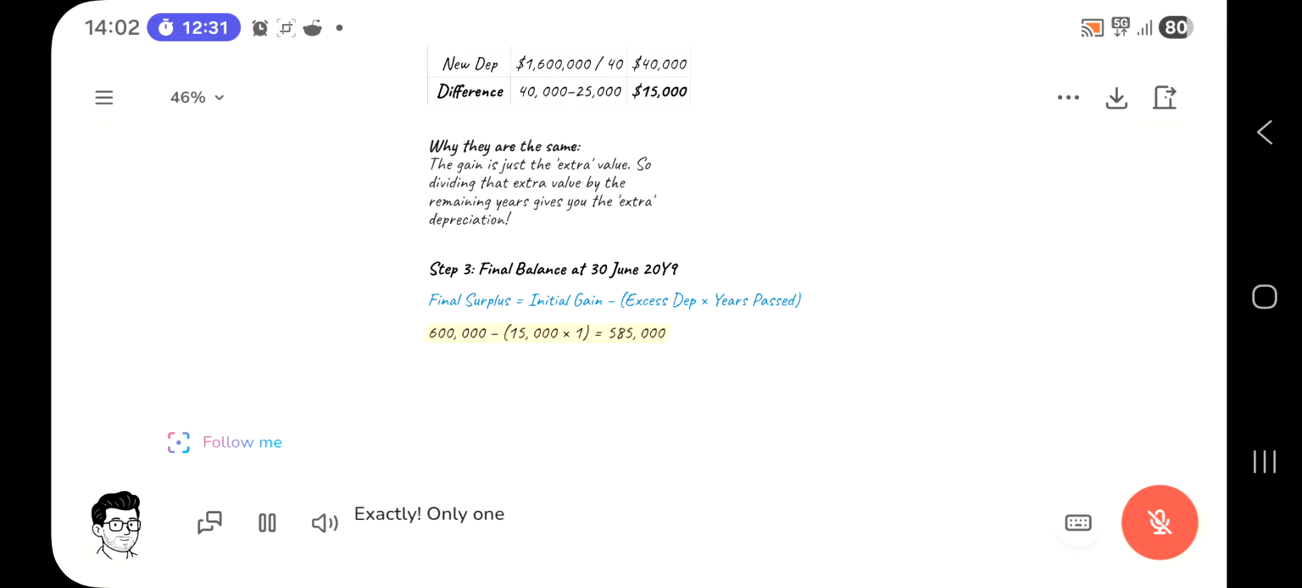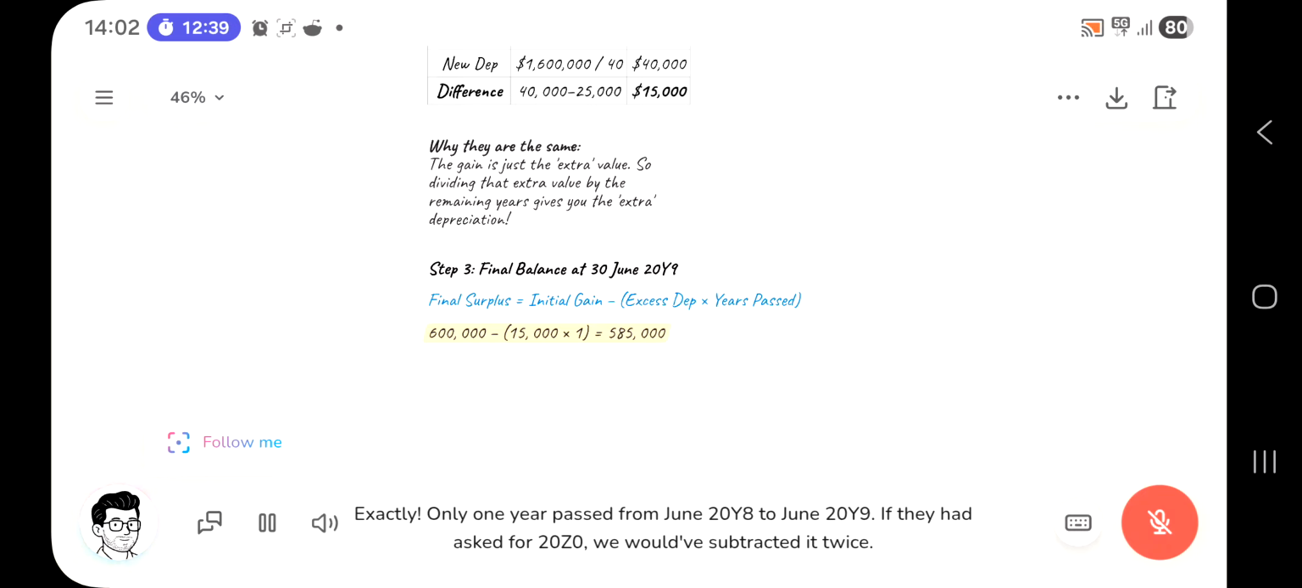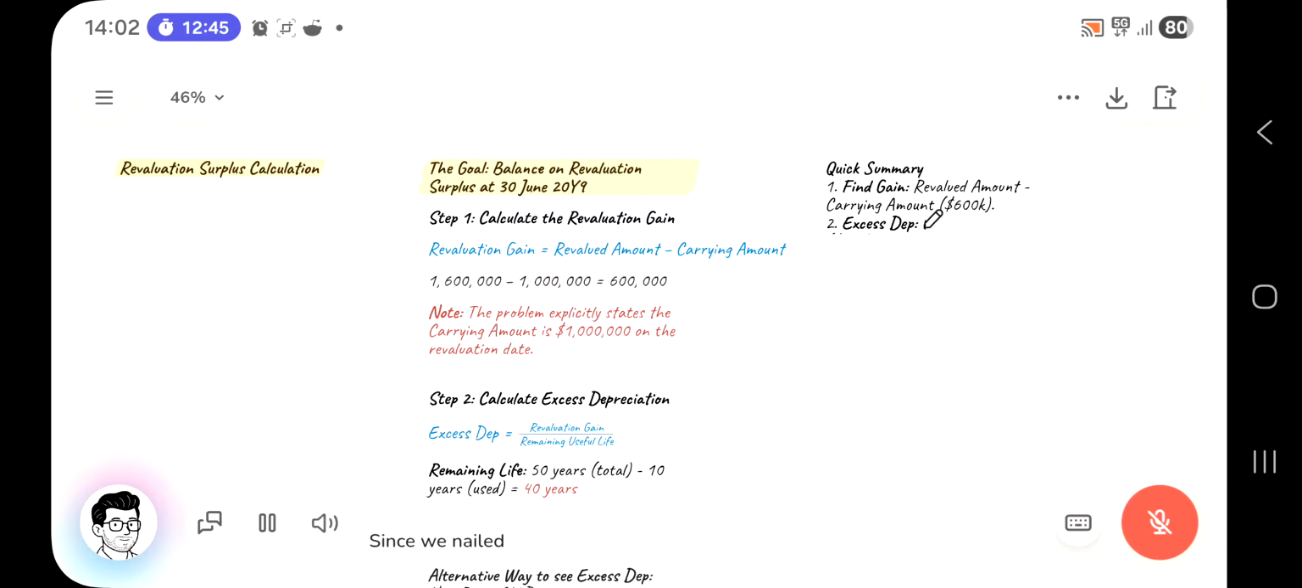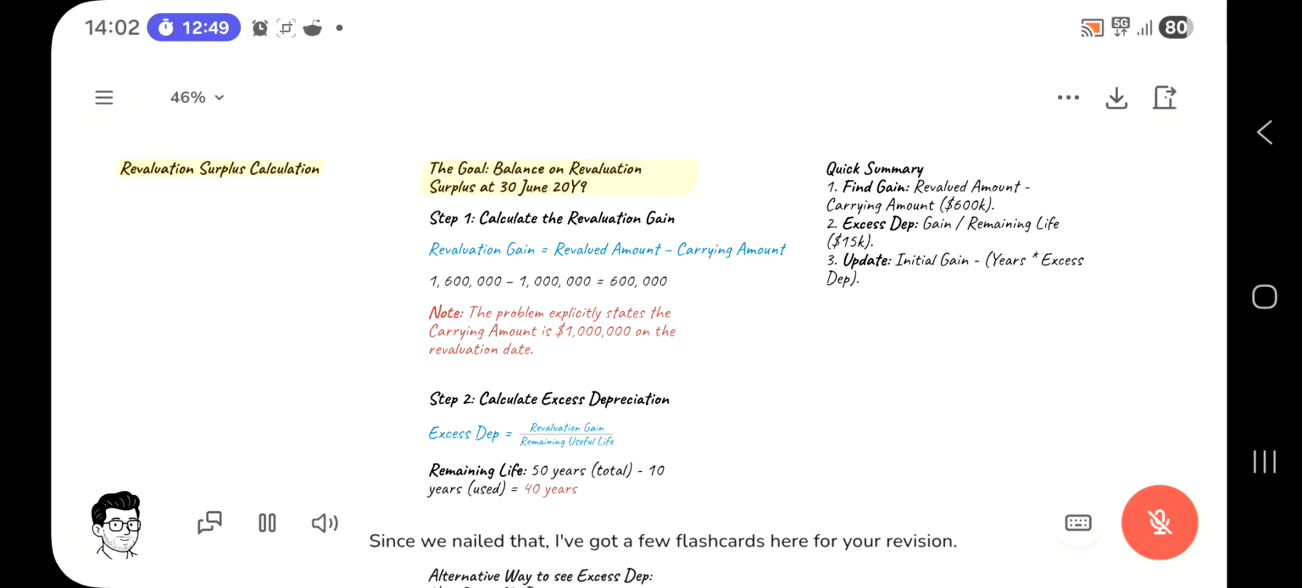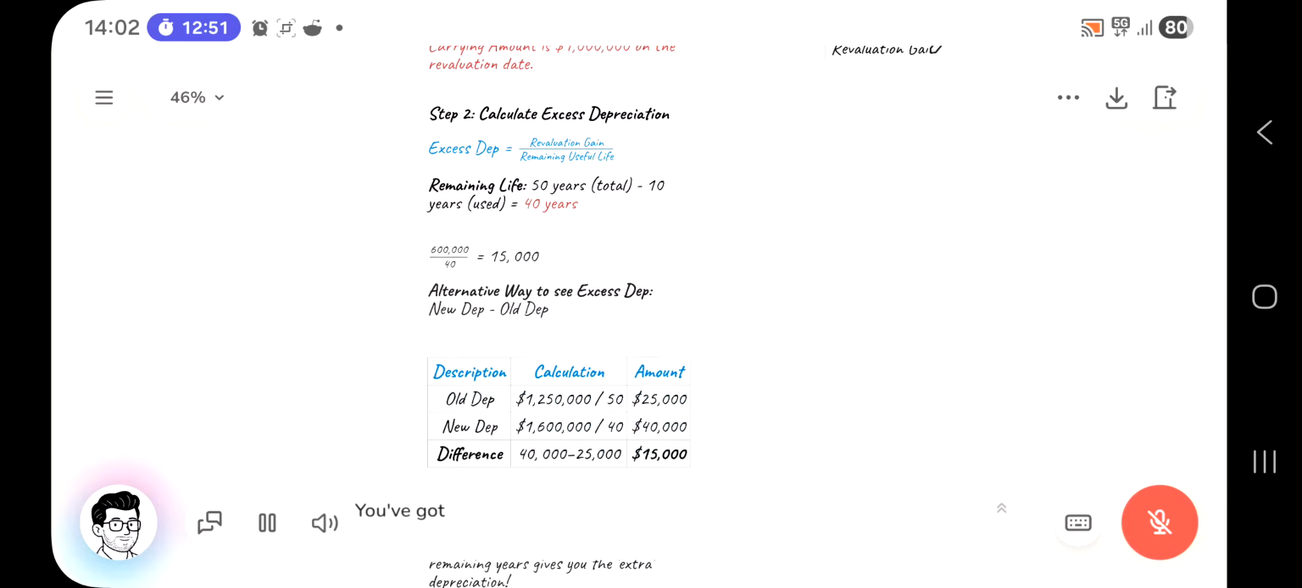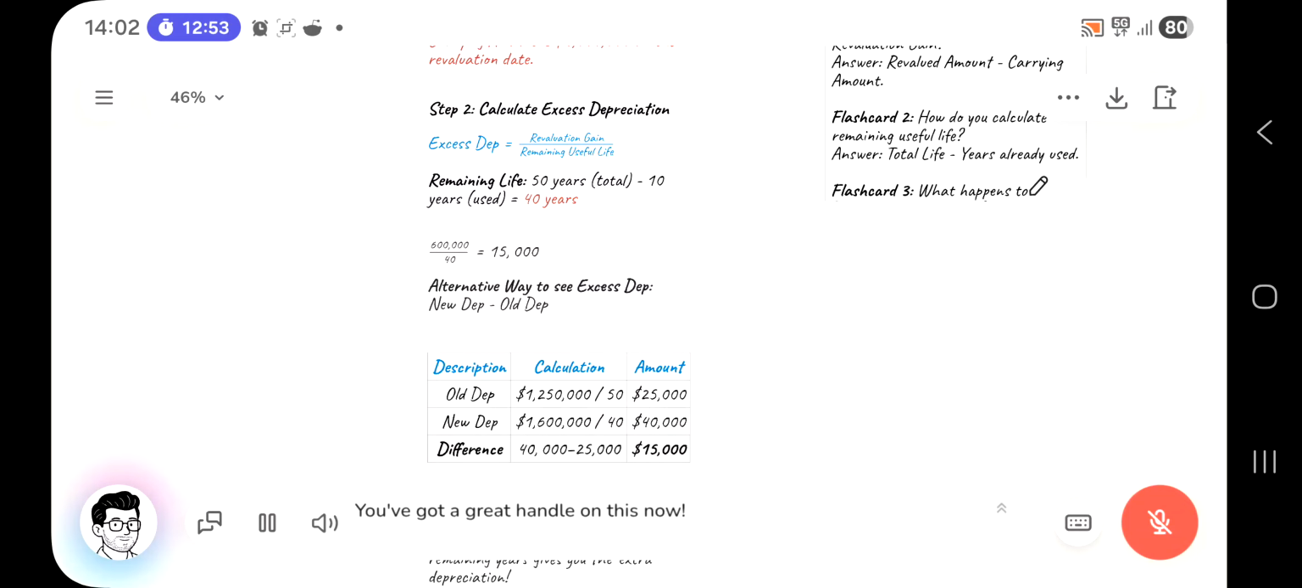Exactly. Only 1 year passed from June 20Y8 to June 20Y9. If they had asked for 20Z0, we would have subtracted it twice. Since we nailed that, I've got a few flashcards here for your revision. You've got a great handle on this now. Do you feel confident moving on to the next homework problem? Or should we double? Aha!